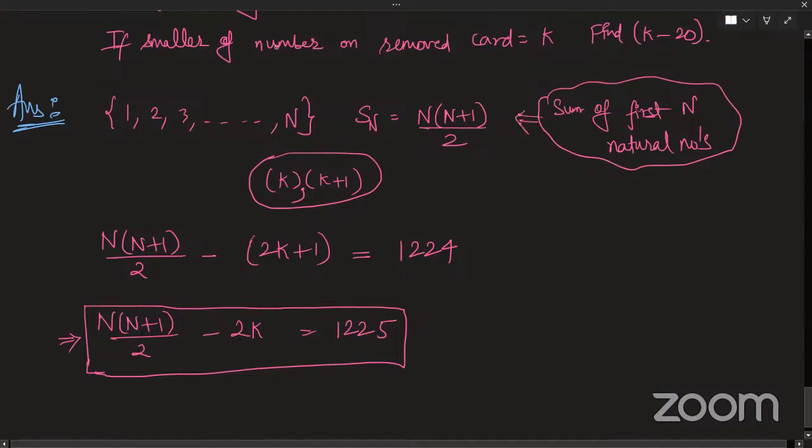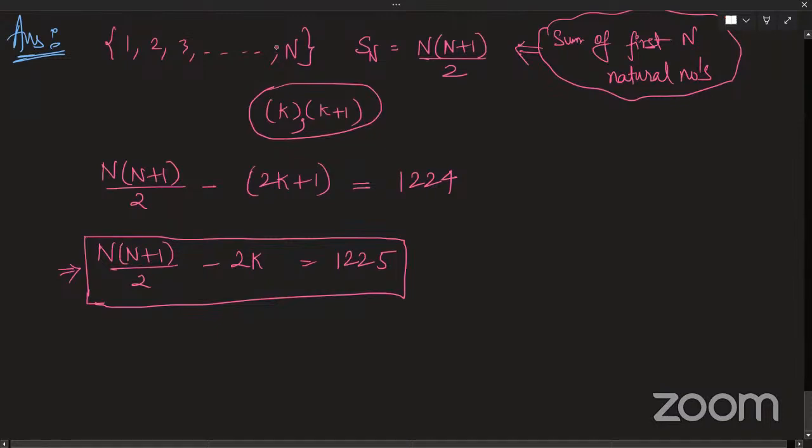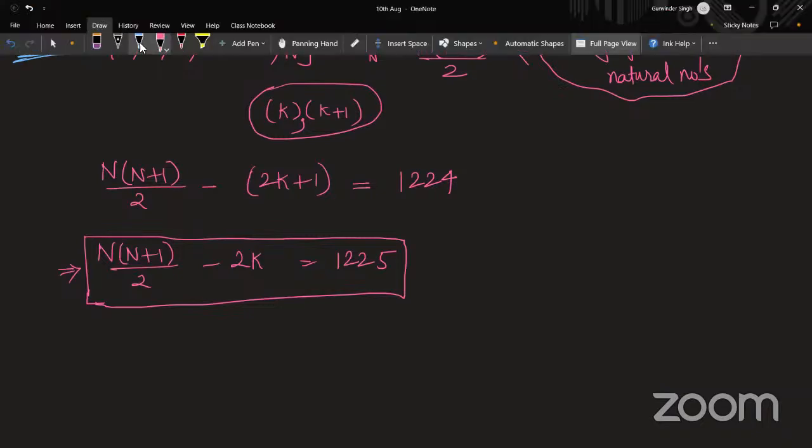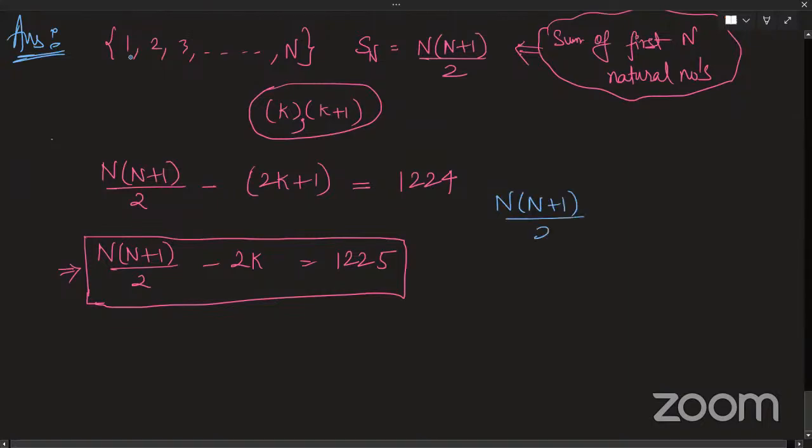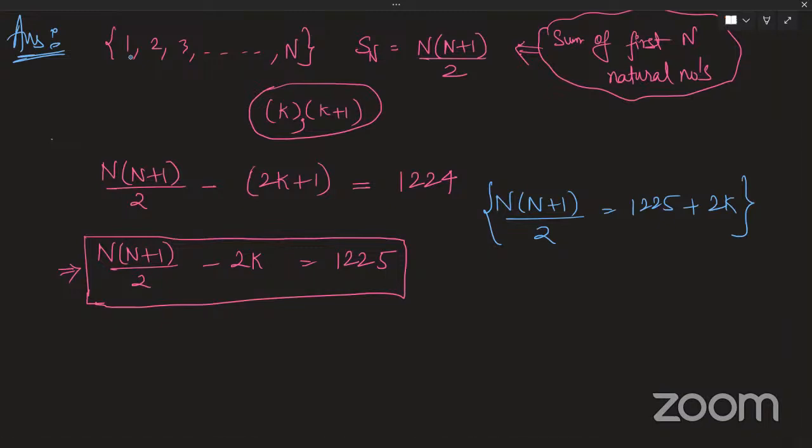So can you help me find the value of n and k? Anyone? So see, what is happening is n into n plus 1 by 2 is equal to 1225 plus 2k. k is also a natural number. So you can just try putting some random values of n and checking.